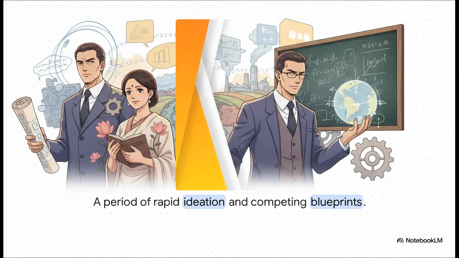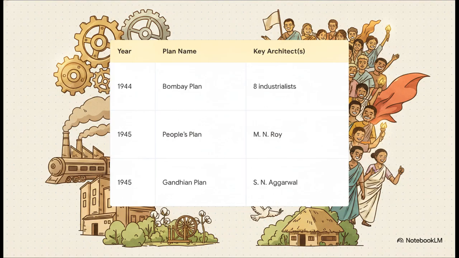Industrialists, social reformers, political theorists, they were all fiercely debating what the soul of the Indian economy should actually look like. Between 1944 and 1945, we see this sudden burst of diverse drafts. In 1944, under the editorship of Purushottam Thakur Das, 8 leading industrialists and technocrats formulated what became known as the Bombay Plan. Then, the very next year, in 1945, M.N.